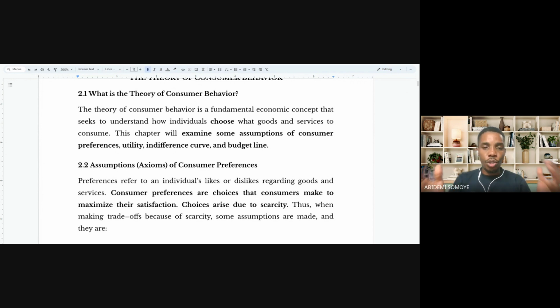Choices arise due to scarcity. I've already talked about scarcity in our previous class, which I described as limited resources as a result of unlimited human wants or needs. Those are the reasons why we choose. We choose because the resources are not enough to meet our needs. For example, if I ask you to tell me 10 places you would like to go right now, you would tell me the 10 places you would like to go, right?